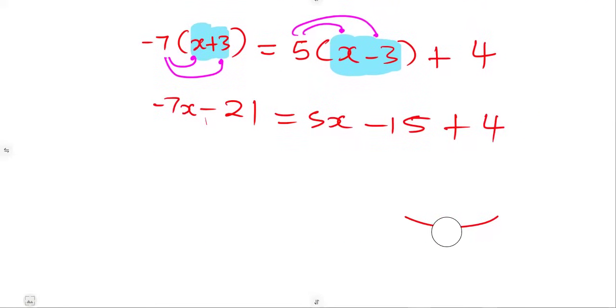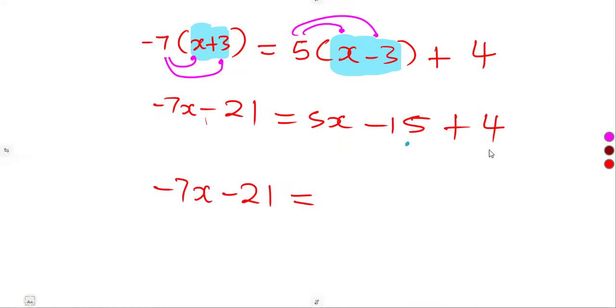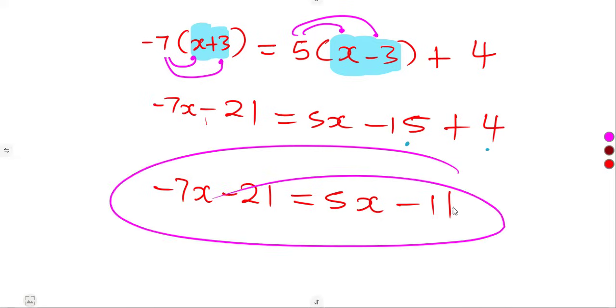As we can see, guys, on the left-hand side, we do not have any like terms, so we're just going to rewrite as it is. But on the right-hand side, we have like terms, the negative 15 here and the 4. That gives us 5x minus 15 plus 4, which is negative 11. So we've got to collect the like terms. Remember, this is a linear equation now. It is not a quadratic. We no longer have those brackets. What we just have is a basic linear equation. So the question is, how are we going to solve this basic linear equation?